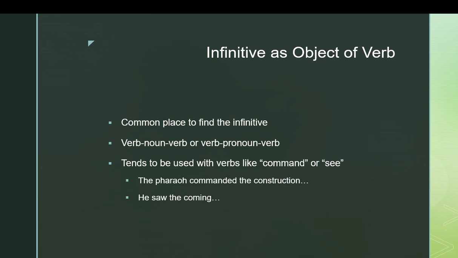So this is a common place to find it, especially with a couple of particular phrases where it will just make a lot of sense. It will look like verb, noun, verb, or verb, pronoun, verb. Remember, with our subject, the verbs touch. But in this case, there's going to be the subject of that verb separating it from the infinitive. That will either be a suffix pronoun, because remember, if it's a subject, it has to be a suffix pronoun, or just the regular noun acting as the subject of the verb.